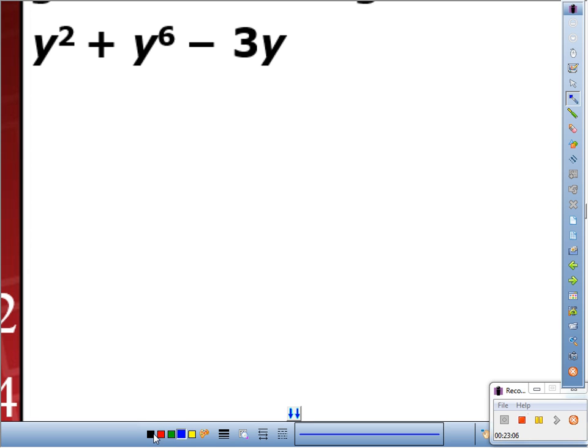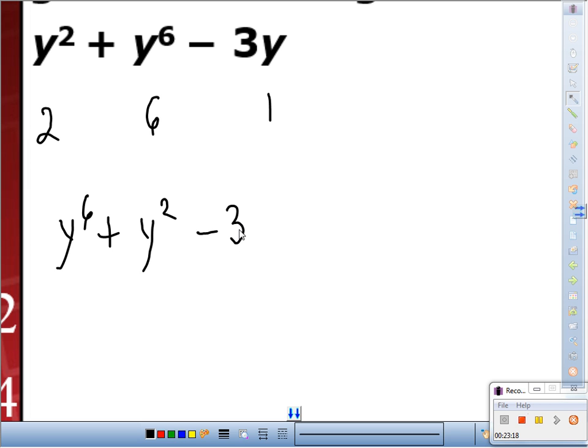All right, here we go. So, first you identify the degree. This is 2, this is 6, this is 1. So then you rearrange them. y to the 6 plus y to the 2nd minus 3y. Hands up if you did that. Okay? That's standard form. Remember that? And what is our leading coefficient? Invisible 1. Hands up if you got that? Okay, good. Let's do one more.